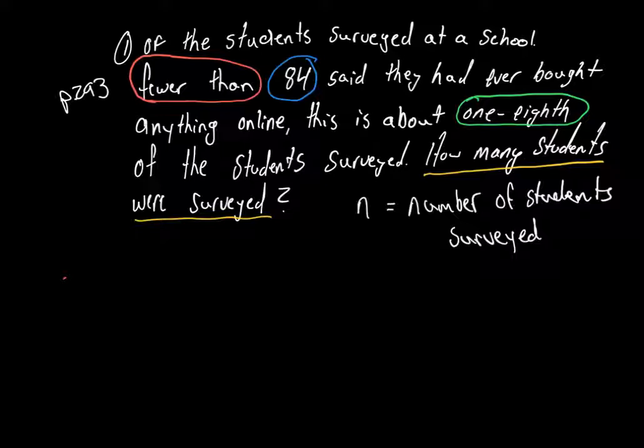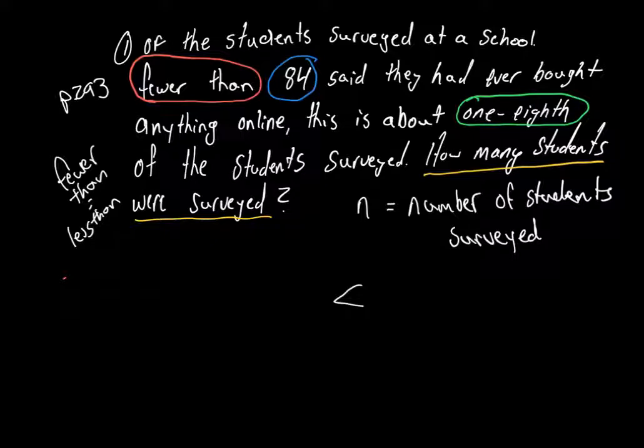I know this is a lot. Stick with me. We can do it. Okay? Fewer than 84. To me, fewer than is going to be like that. Fewer than is the same as less than. Fewer than equals less than. Make sense? The same meaning, just different words.